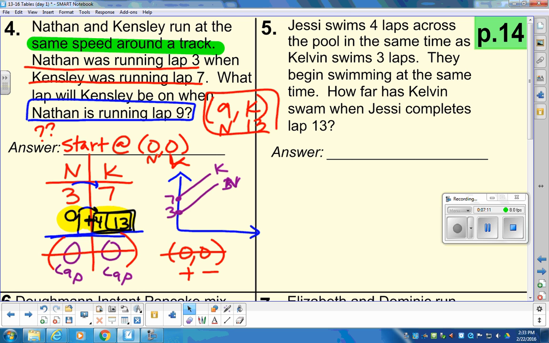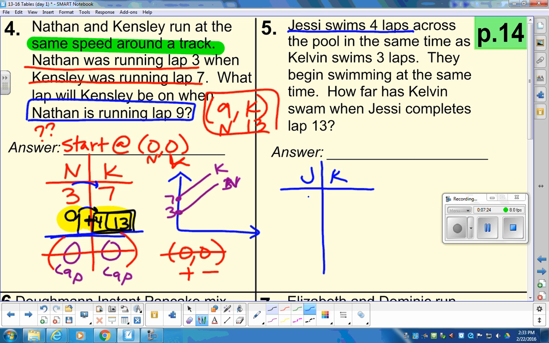Okay, number 5. Jesse swims 4 laps across the pool in the same time that Kelvin swims 3 laps. So we have Jesse and we have Kelvin. Jesse swims 4 laps in the same time that Kelvin swims 3 laps. Sounds to me like Jesse is a faster swimmer. They are not swimming at the same speed this time. As I start to read then, they begin swimming at the same time. Ooh, important information. They begin swimming at the same time.